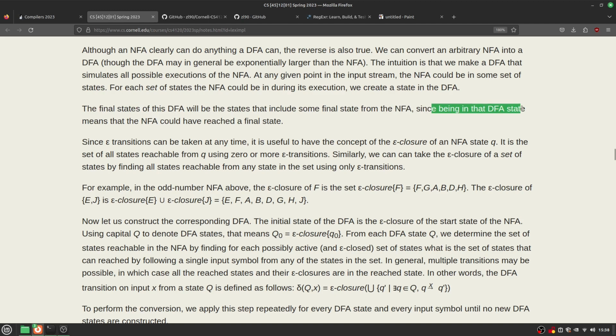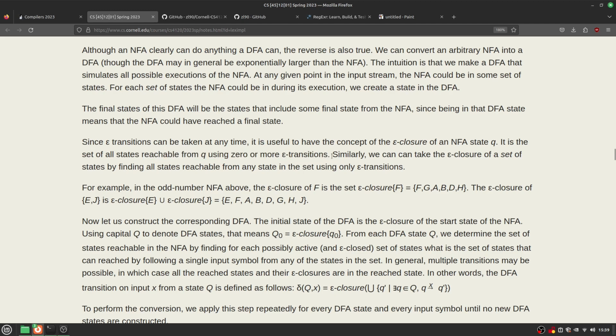Since being in that DFA state means that the NFA could have reached a final state. Since empty string transitions can be taken at any time, it is useful to have the concept of the empty string closure of an NFA state Q. It is the set of all states reachable from Q using 0 or more empty string transitions.